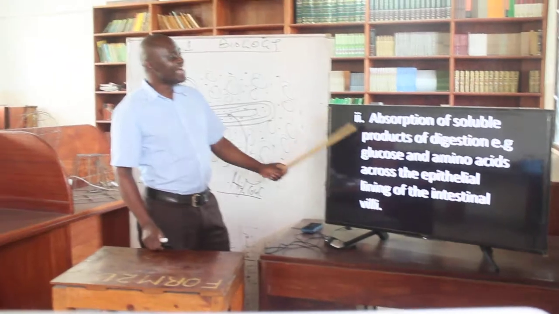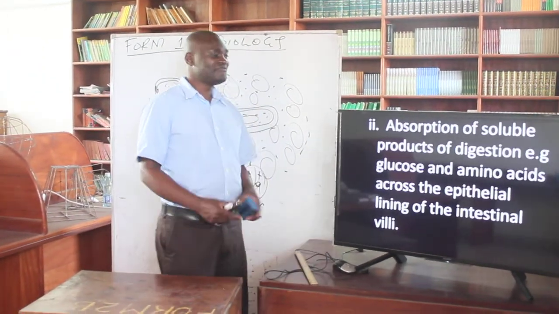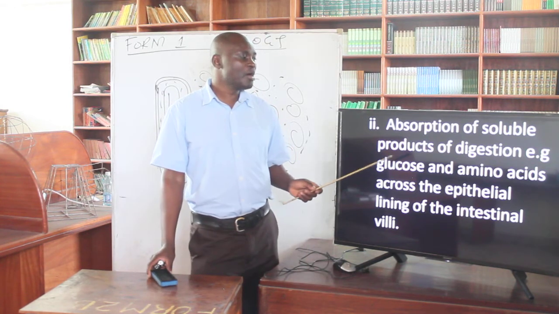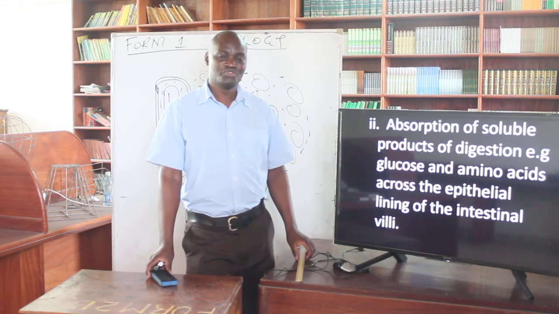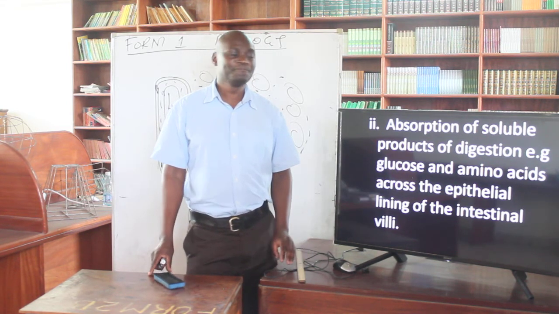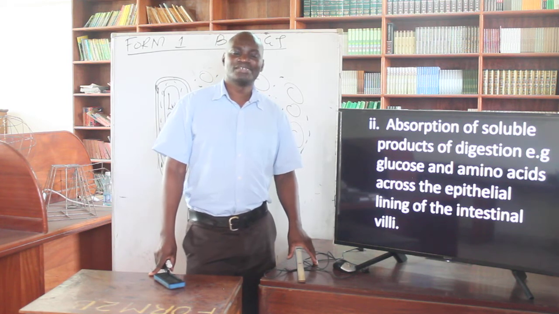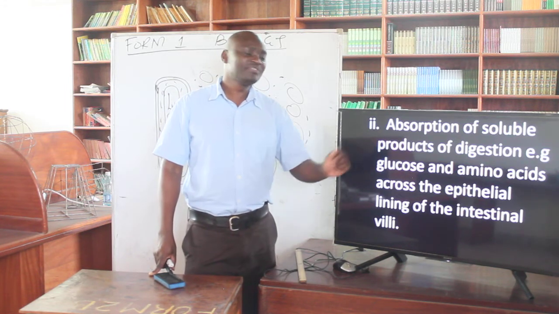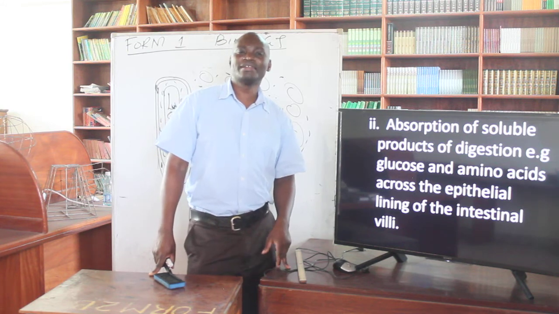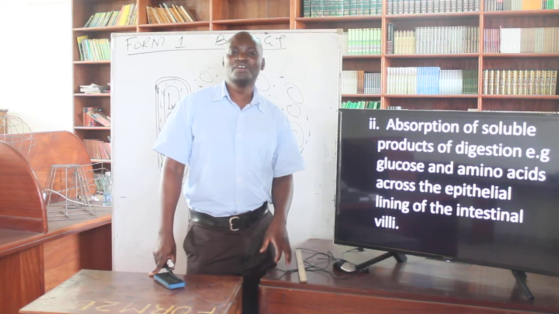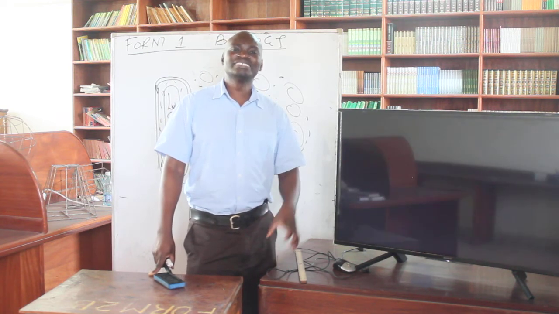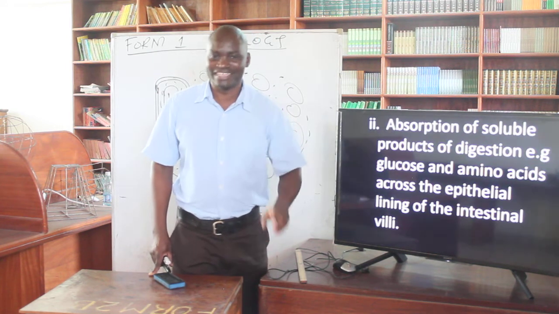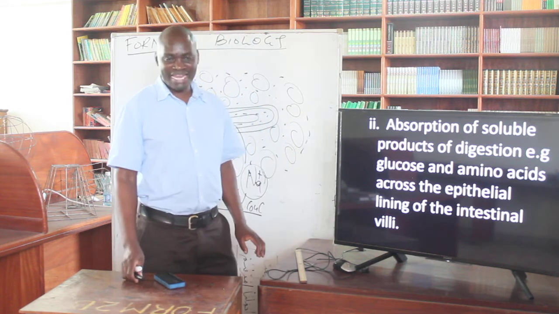Now, another role of diffusion is the absorption of the soluble products of digestion, for example glucose, which is a product of breakdown of carbohydrates. Then we have amino acids, which are the products of digestion of proteins. These substances are absorbed across the epithelial lining of the intestinal villi.